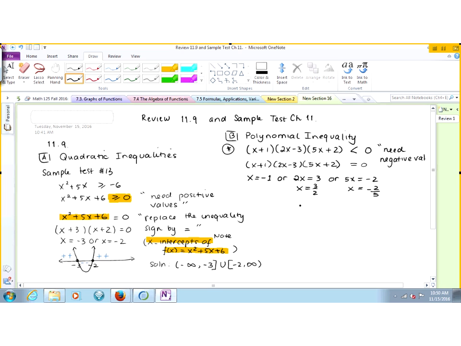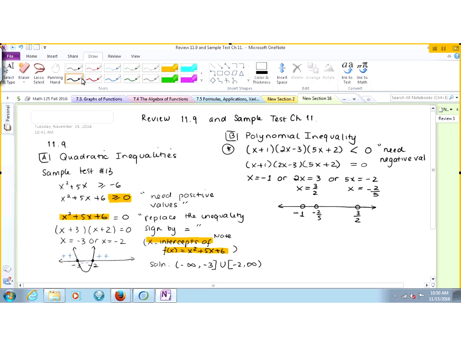Good. Now, what am I going to do with all my solutions? We draw it on the number line. So it's the same thing. We draw on the number line. So negative 1, closed or open? Open. Everything is open here. Negative 1, negative 2 over 5, and 3 over 2. They're all open. And do we know why the circles are open? Yes. Because I don't have an equal sign here.